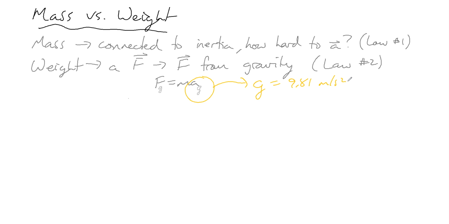So, of course, mass doesn't change, but the weight does, because depending on the acceleration due to gravity, you will weigh more or less. When you go to the moon, the acceleration due to gravity is about 6 times less. You will weigh about 6 times less, but your mass would be the same, right? So that's sort of the key right there. Mass is about law number 1, inertia, how hard to accelerate. Weight is law number 2, F equals ma, and depends on both mass and gravity.